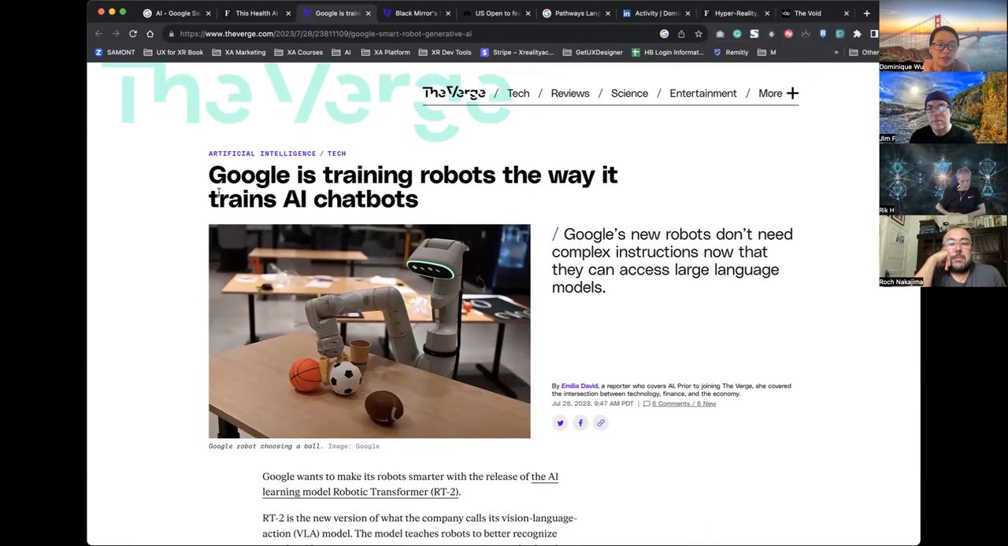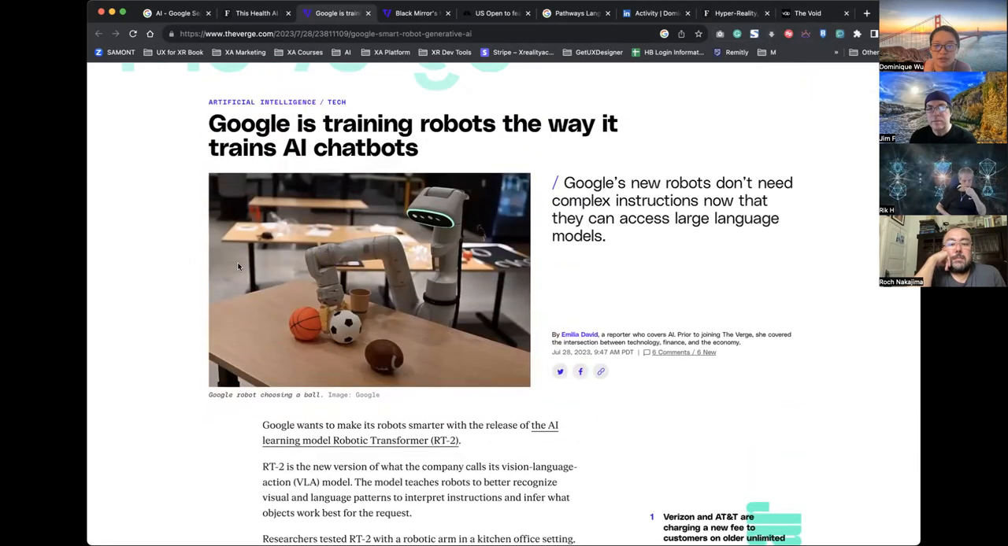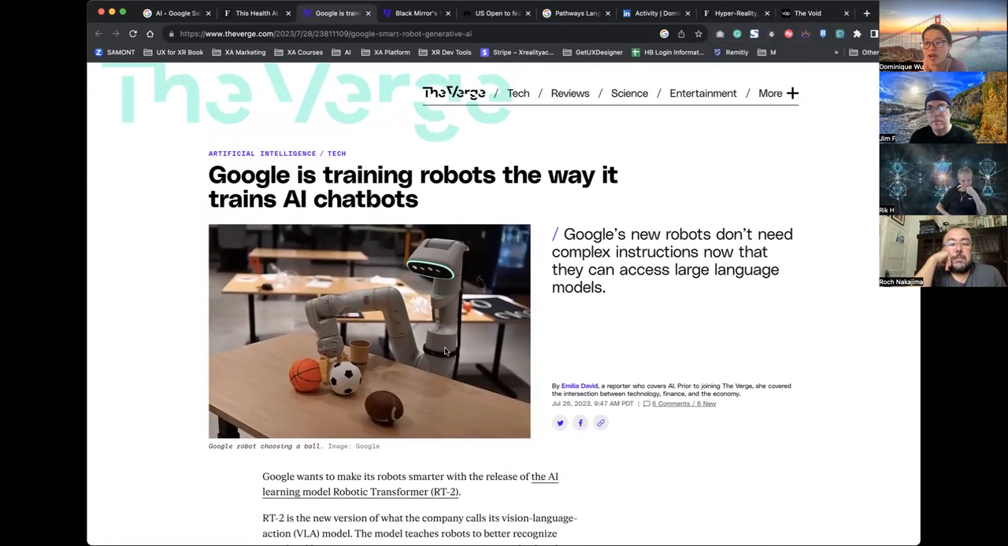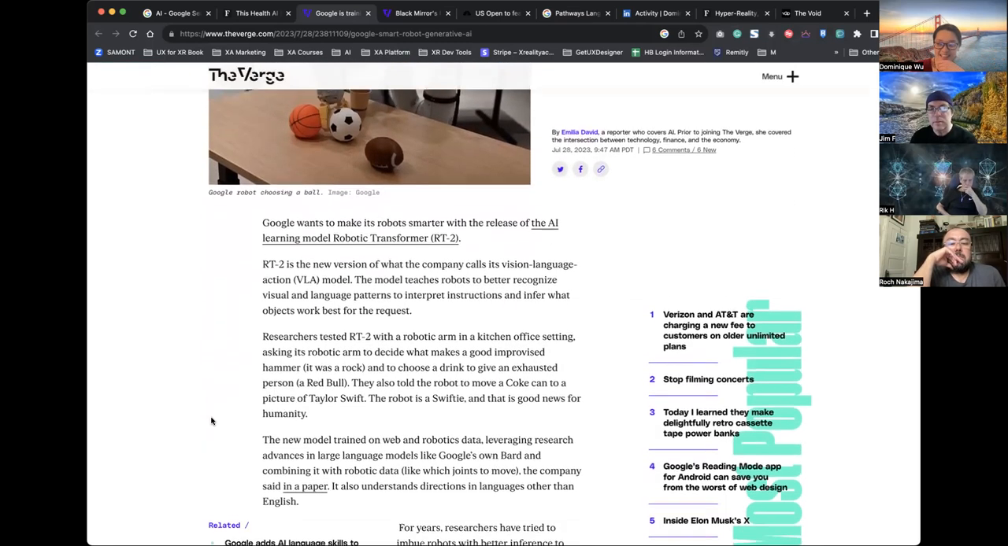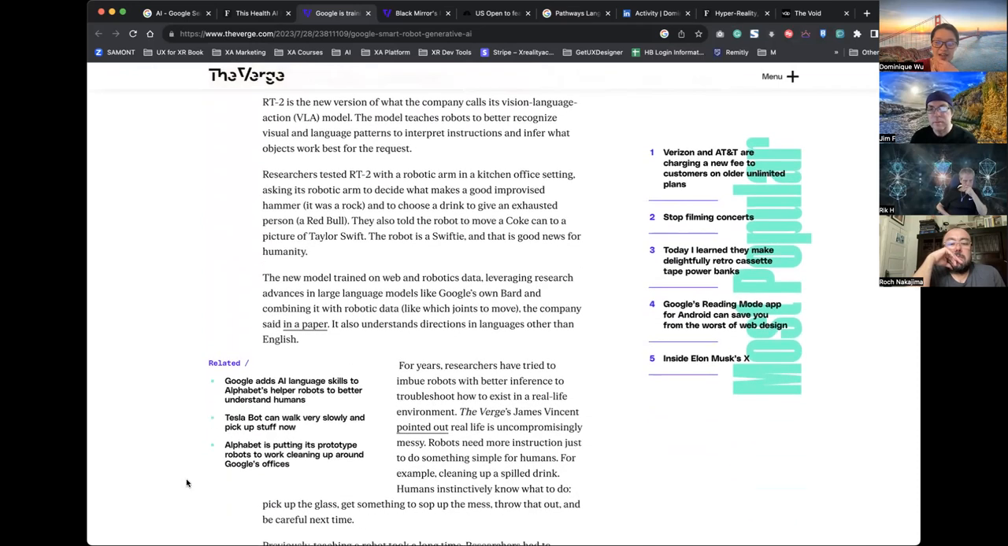So the other news is that Google is training robots the way it trains AI chatbots. Imagine in the future we will have a lot of robots that can talk, sing, and act. Imagine ChatGPT has a physical body. That's what I think. People think ChatGPT couldn't construct a house, but if you put a physical body on ChatGPT, it might be able to do a lot of things that we thought it couldn't right now.